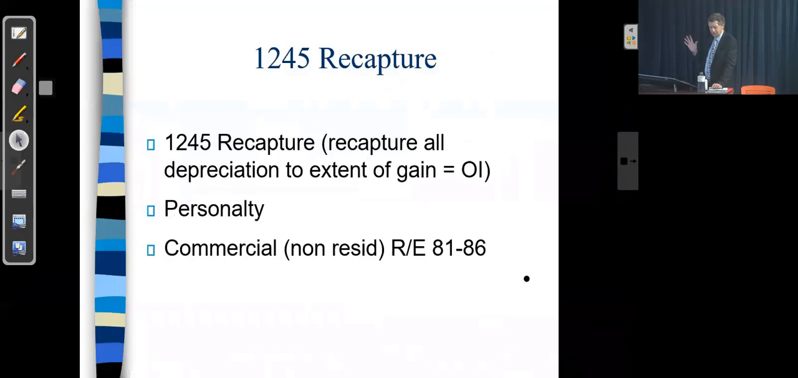We'll just talk the rules here, and then I'll show you that property transactions chart we just saw in Blackboard, and that should help with some numbers. So again, 1245 recapture, just get the rule down for now. It turns the gain into ordinary income to the extent of that depreciation taken.